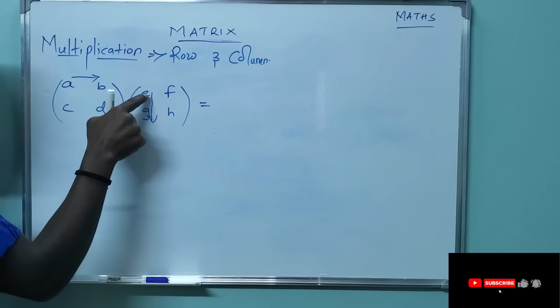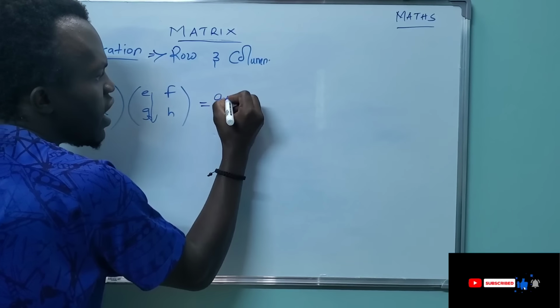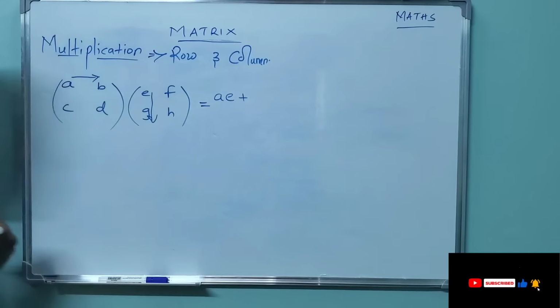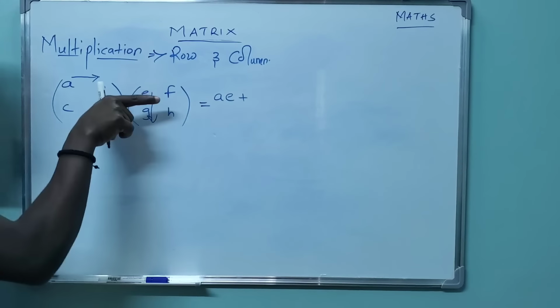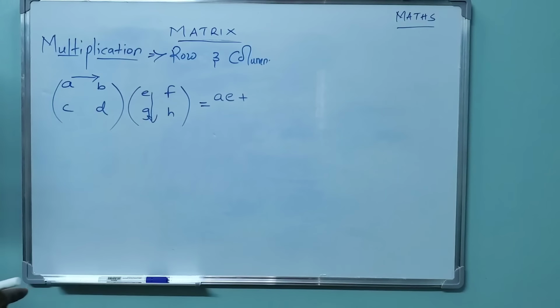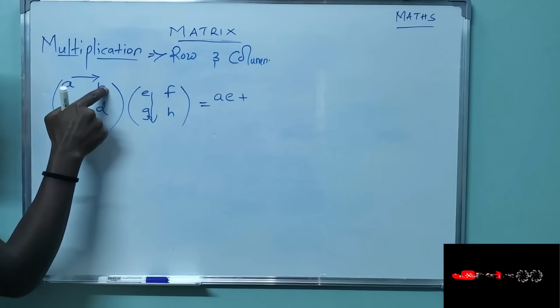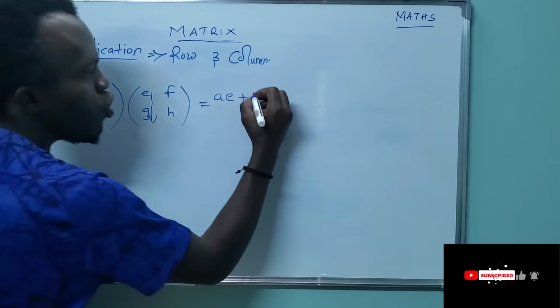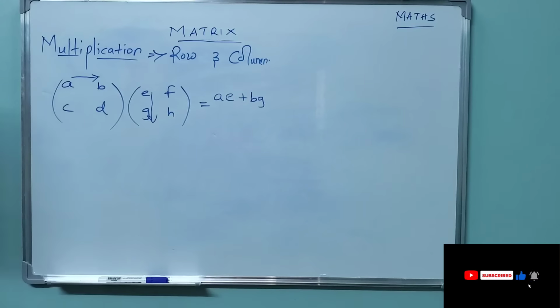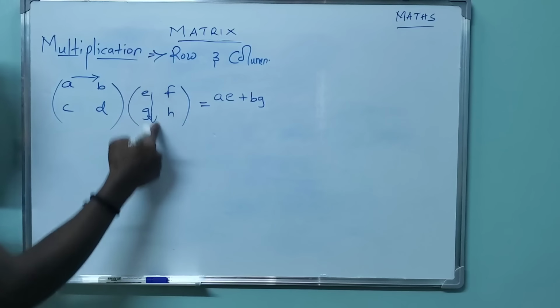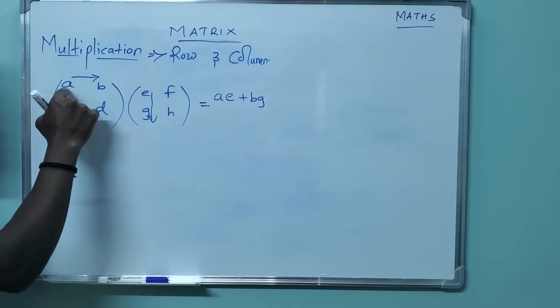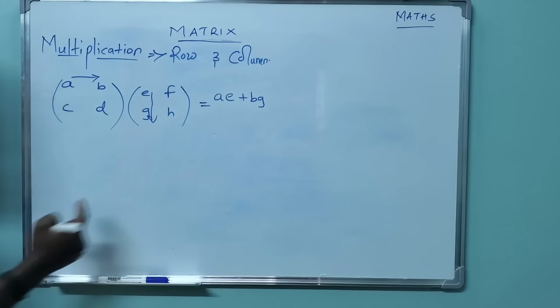So A multiplied by E, I'm going to have there AE, plus B multiplied by G. So you multiply this row with the whole of the first column first before you go to the next column. So here I'm going to have B multiplied by G, I'm going to have here BG. I'm done with the first one. I'll still have the first column. I have to do the first column with the first row, then the first column with the second row.